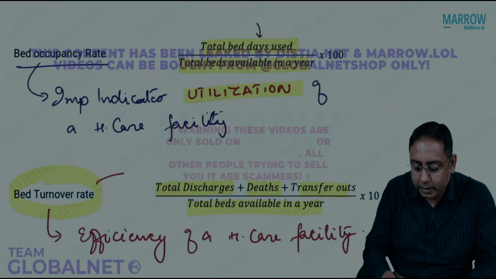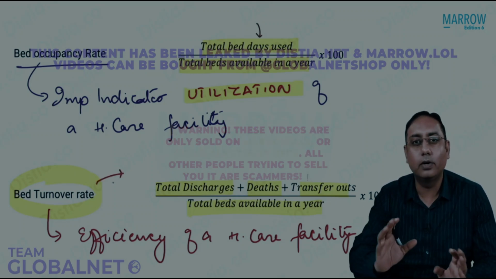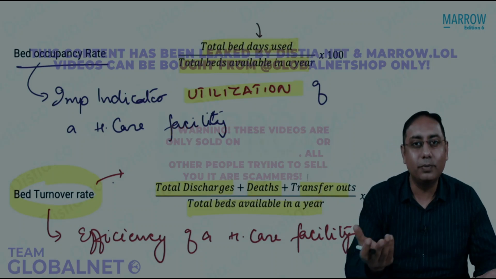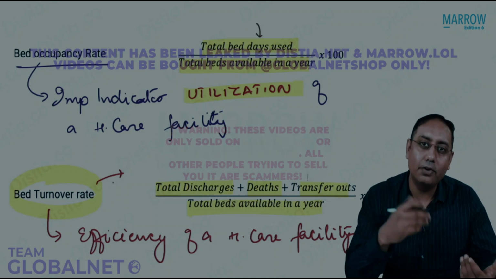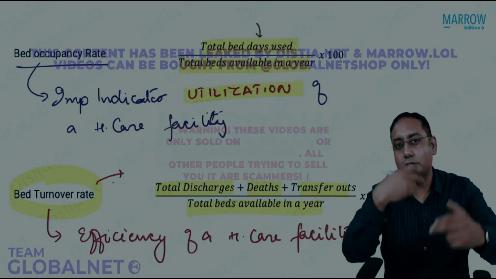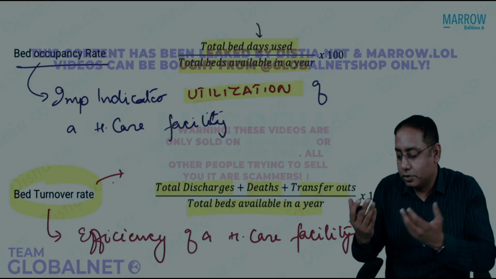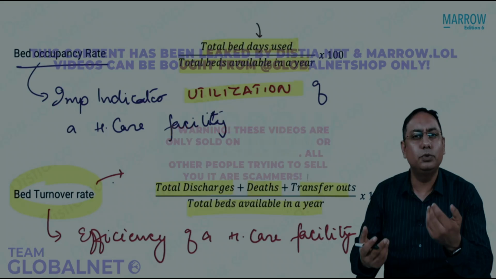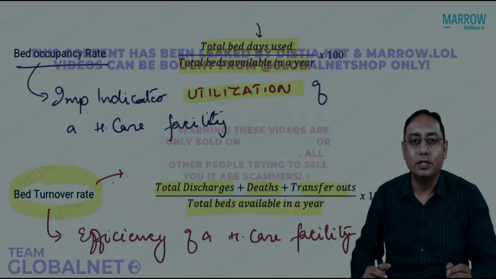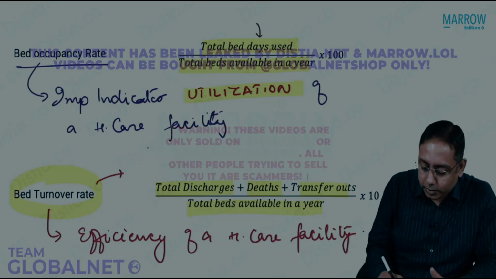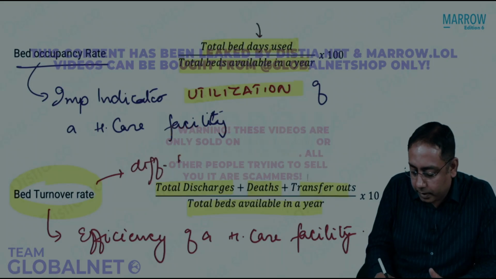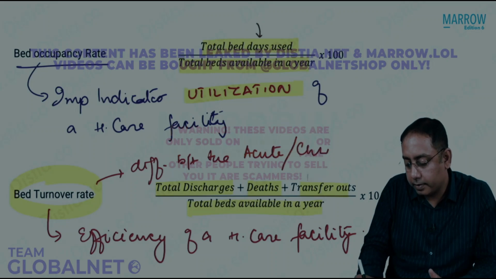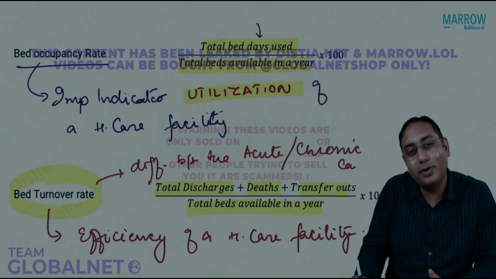So usually the bed turnover rate will also tell you whether the hospital is catering to acute conditions or chronic conditions. The bed turnover rate for chronic conditions will be high or low? It will be low. For acute conditions, the bed turnover rate will be very high. So for emergency hospitals, trauma hospitals, and ICU beds, usually the bed turnover rate is pretty high. So it also differentiates between acute and chronic care. This could be your next MCQ.